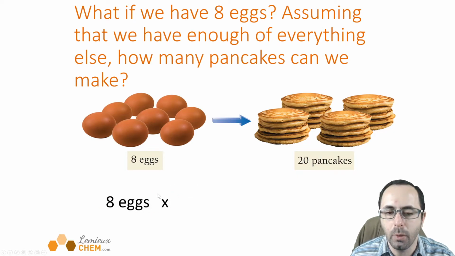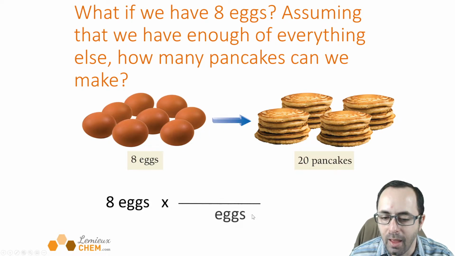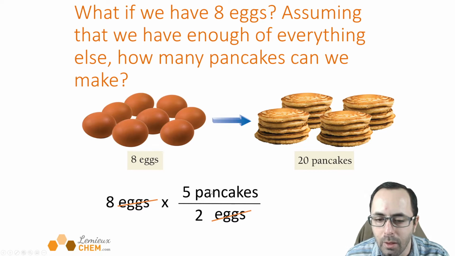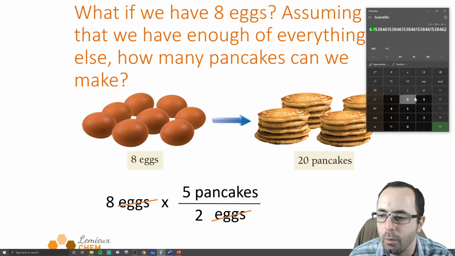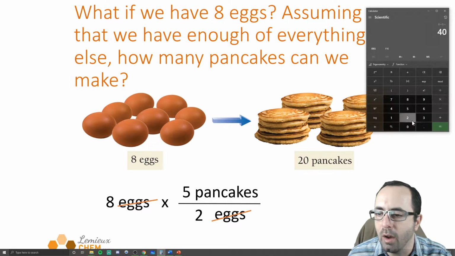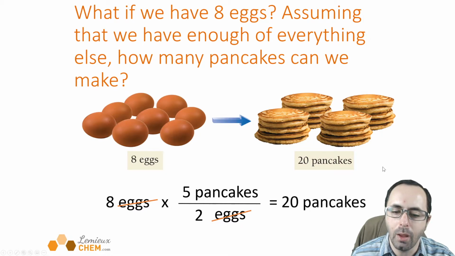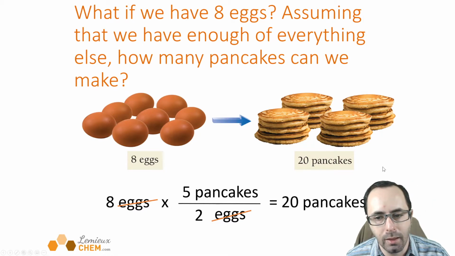And then the ratio we had was that 2 eggs makes 5 pancakes. So we're going to put the eggs on the bottom because we want our A unit to cancel. The 2 goes with the eggs, they cancel, and we had that 2 eggs makes 5 pancakes. So to figure out how many pancakes we can make, we do 8 times 5 since it's on top, and divide by 2, and that gives us 20 pancakes. So 8 eggs can make 20 pancakes.